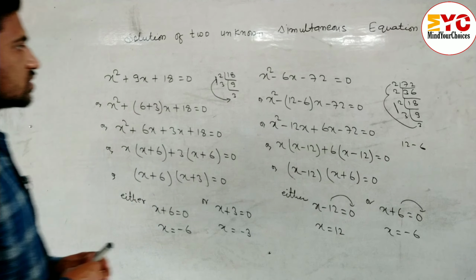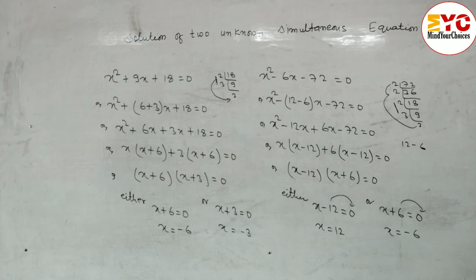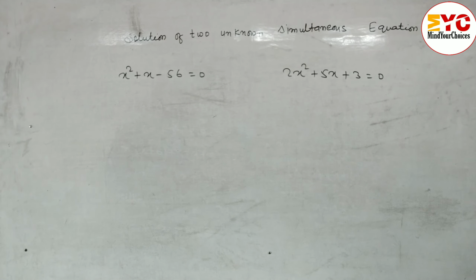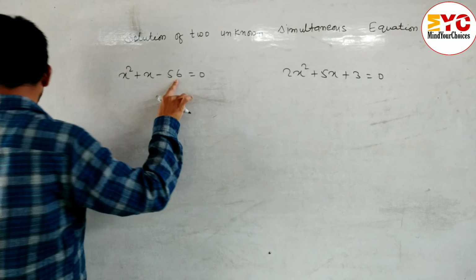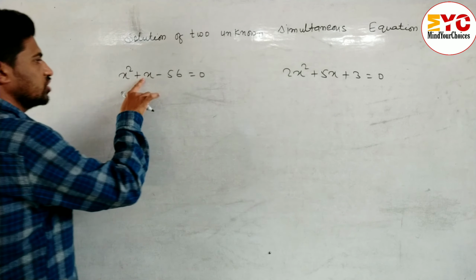Hope you understand this question related with simultaneous equation, how to solve simultaneous equation. Now look at the next question. You can see here the two questions again. X square plus x minus 56 is equal to 0. We have to find out that type of factors whose multiplication is 56 and subtraction is 1.